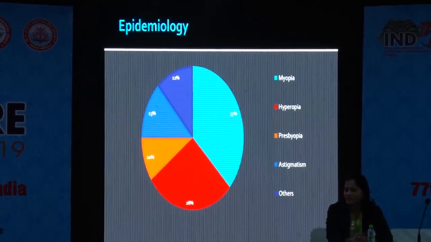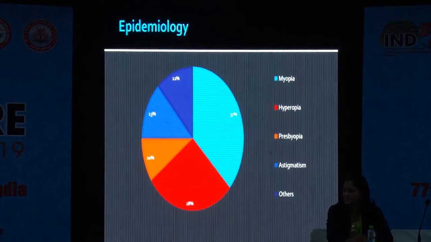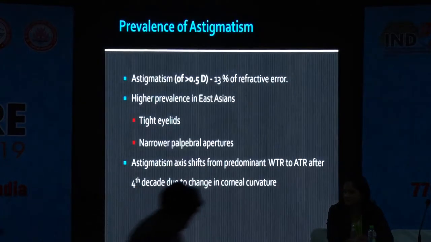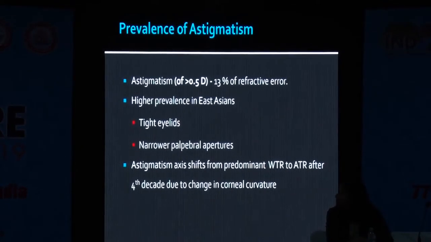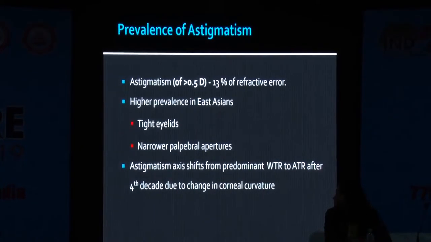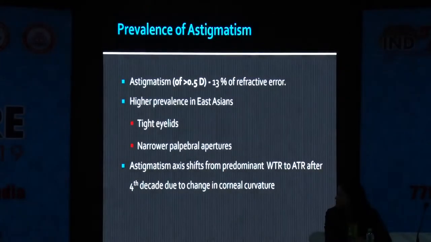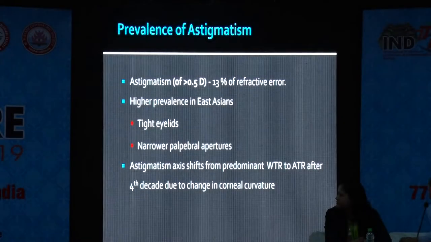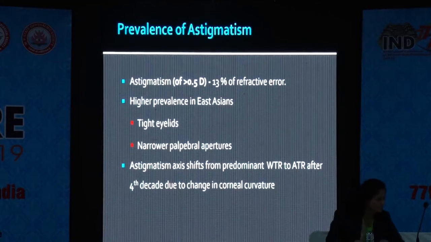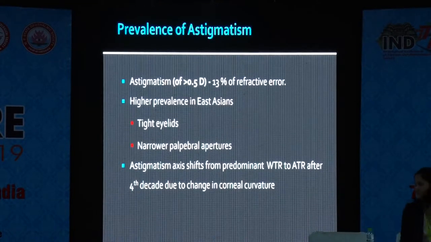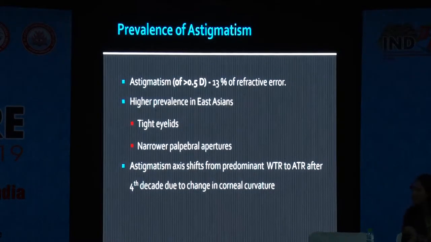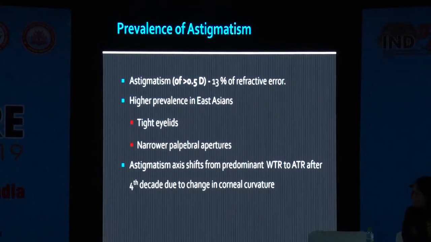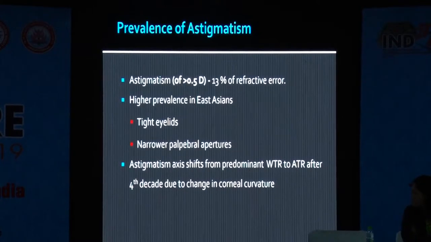Incidence of astigmatism is as high as 13% globally, so it's a significant amount. And higher prevalence is seen in East Asians because of maybe tight eyelid and narrow palpebral aperture. The Japanese and the Singaporean and the Chinese, they have an incidence as high as 20 to 21%. Astigmatism axis shifts from a predominant with the rule astigmatism to against the rule astigmatism after the age of 40, and maybe because of the changes in the corneal curvature.